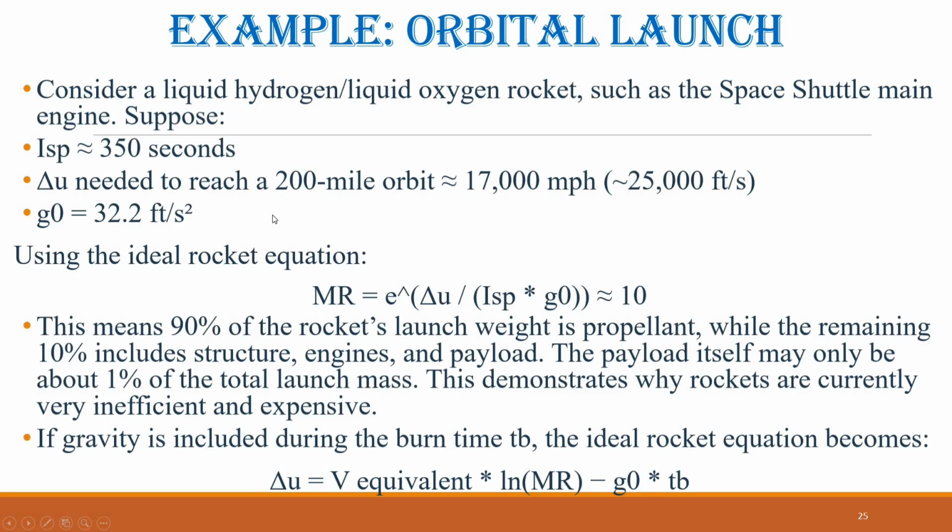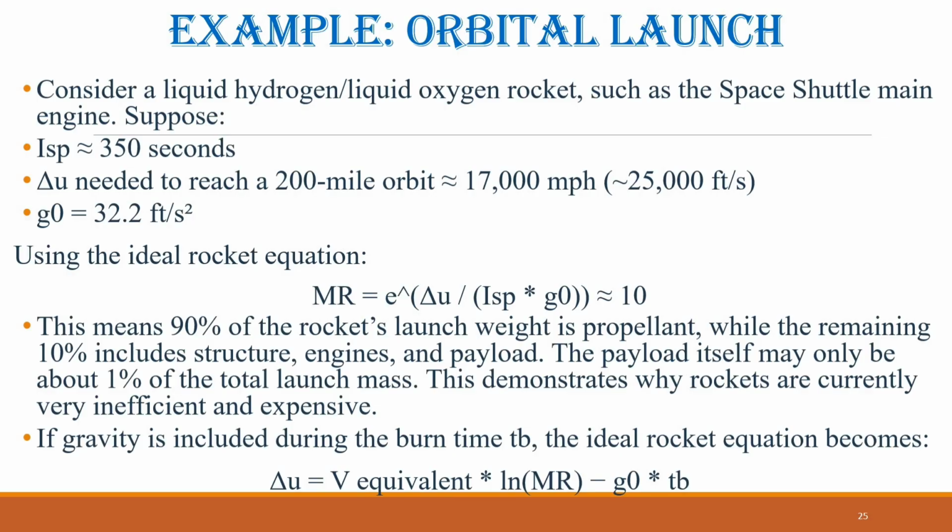Using the ideal rocket equation, propellant mass ratio equals e raised to the power of change in velocity divided by the product of specific impulse and standard gravity, approximately equal to 10. This means 90% of the rocket's launch weight is propellant, while the remaining 10% includes structure, engines, and payload. The payload itself may only be about 1% of the total launch mass. This demonstrates why rockets are currently very inefficient and expensive.